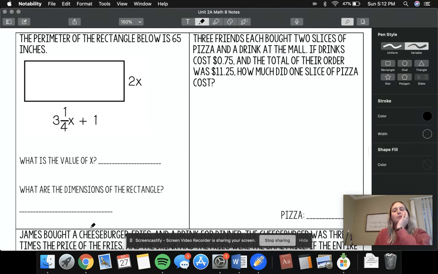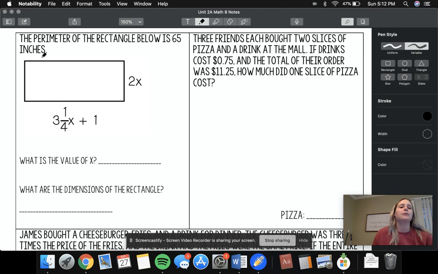All right, this problem right here is a challenge just because it puts the geometry in with it. So the perimeter of a rectangle is 65 inches. And they show us this rectangle, and they have the dimensions of the rectangle. The length is 3 1/4 x plus 1. And the other side is 2x. So it says, what is the value of x?